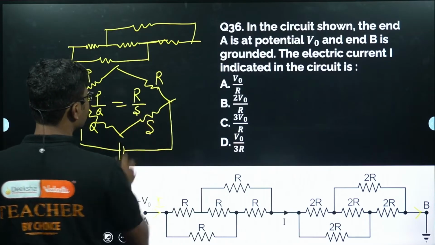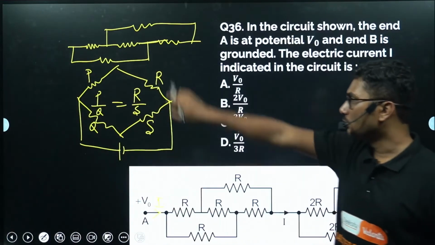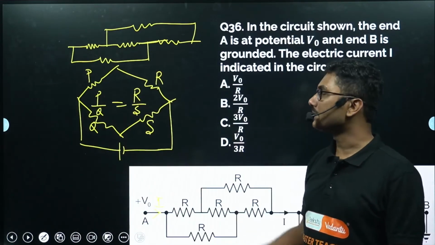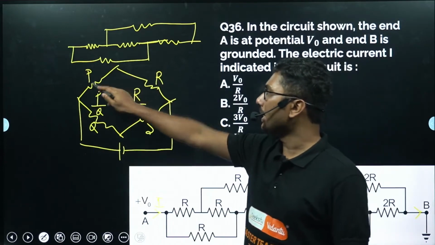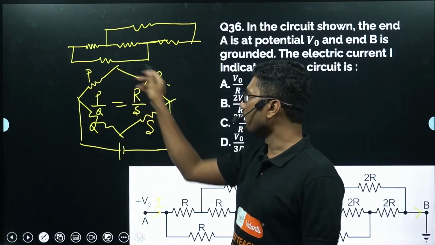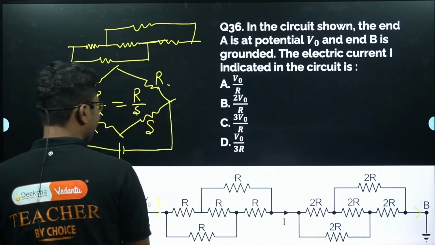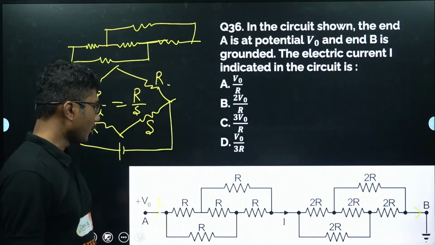If this condition is met, then we can safely remove the galvanometer because there is no current passing through it, and in that case we can simply consider P and R in series, Q and S in series, and then this combination is in parallel with this combination, right? Now let us check which one is the galvanometer resistance in this case.